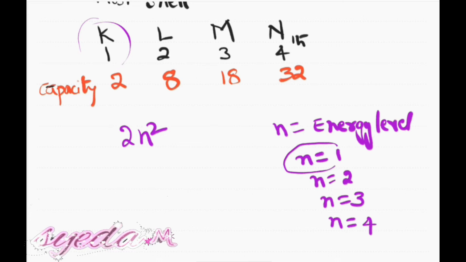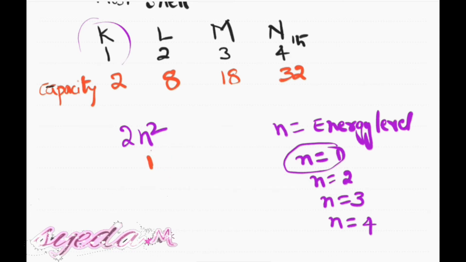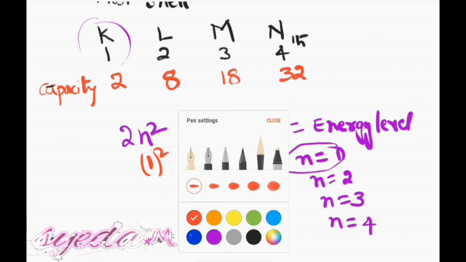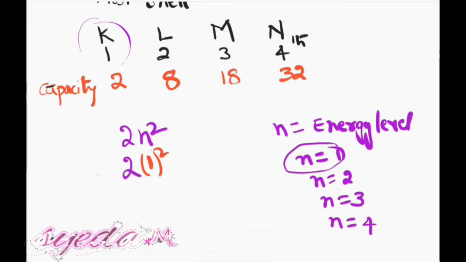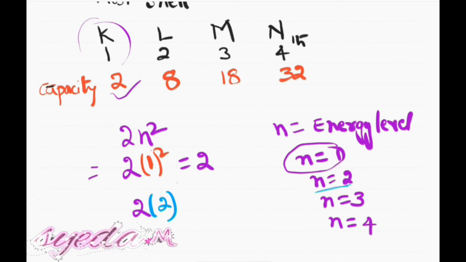So now substitute the value of N here. For the first shell, it is 2 times 1 square, right? So this will give you what? 2. That will be the capacity of the first shell. Similarly, what is the capacity when N is 2? 2 times 2 square. So 2 square, how much do you get? You get 8. So this way you need to calculate the capacity of shells.